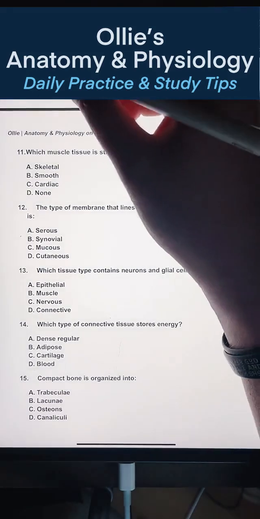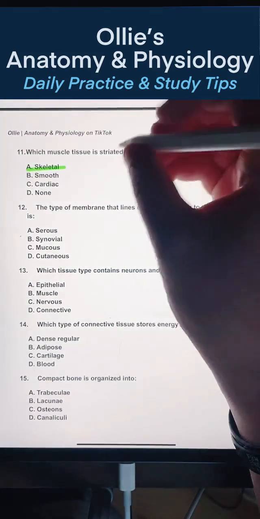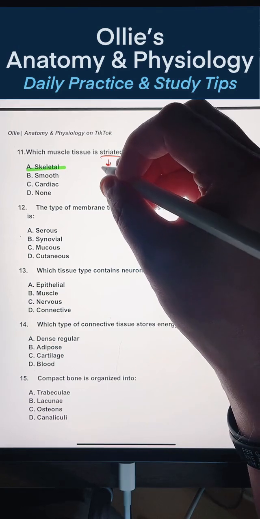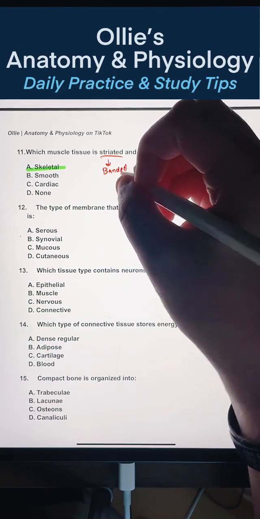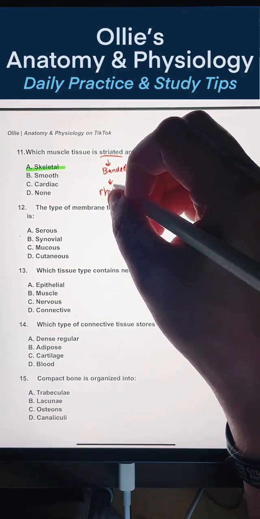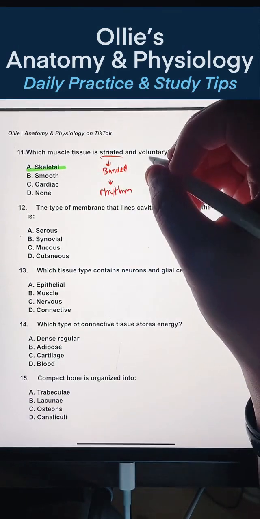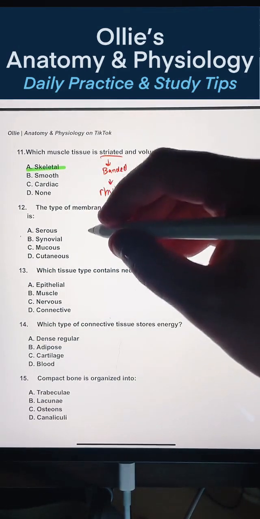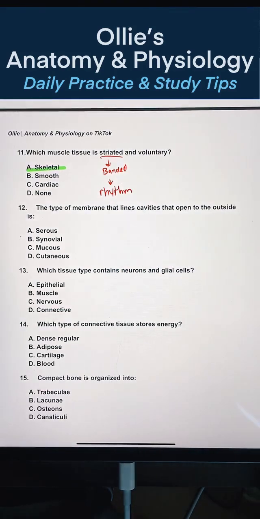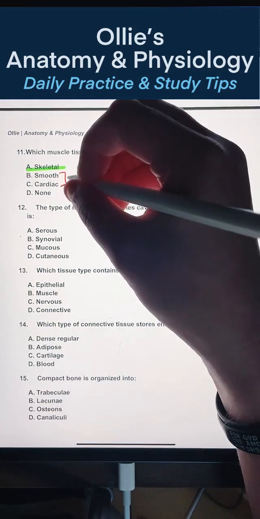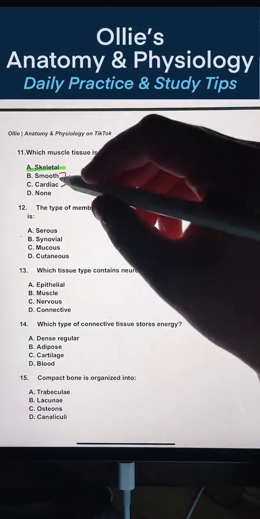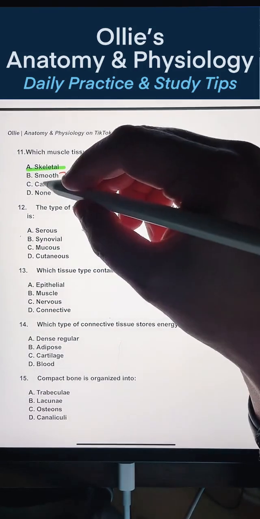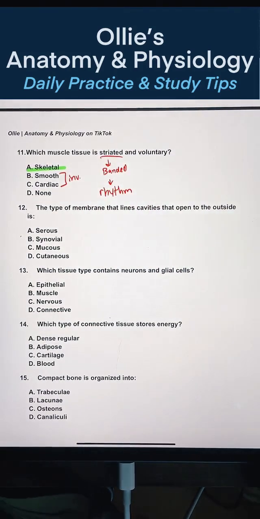The answer is A. It is skeletal. So which muscle tissue is striated, meaning it is banded? If something is banded, what do you think the importance of that is? It's going to give rhythm. Voluntary, meaning you have conscious control of it. So me writing is skeletal muscle. I'm consciously thinking about what I'm doing. Smooth and cardiac are both involuntary. Smooth is not banded or striated. Cardiac is, and it's only found in your heart.